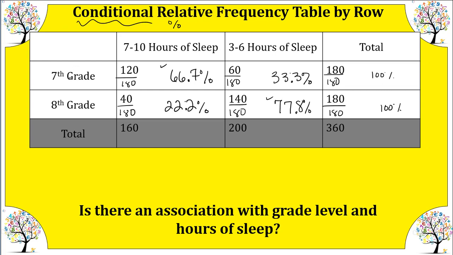So we can see clearly that the 7th graders here, there are a larger percent that sleep 7 to 10 than 3 to 6. And then if you're in 8th grade, you're more likely to get less sleep. So we can again see there is an association of grade level and hours of sleep. And I hope this helps.